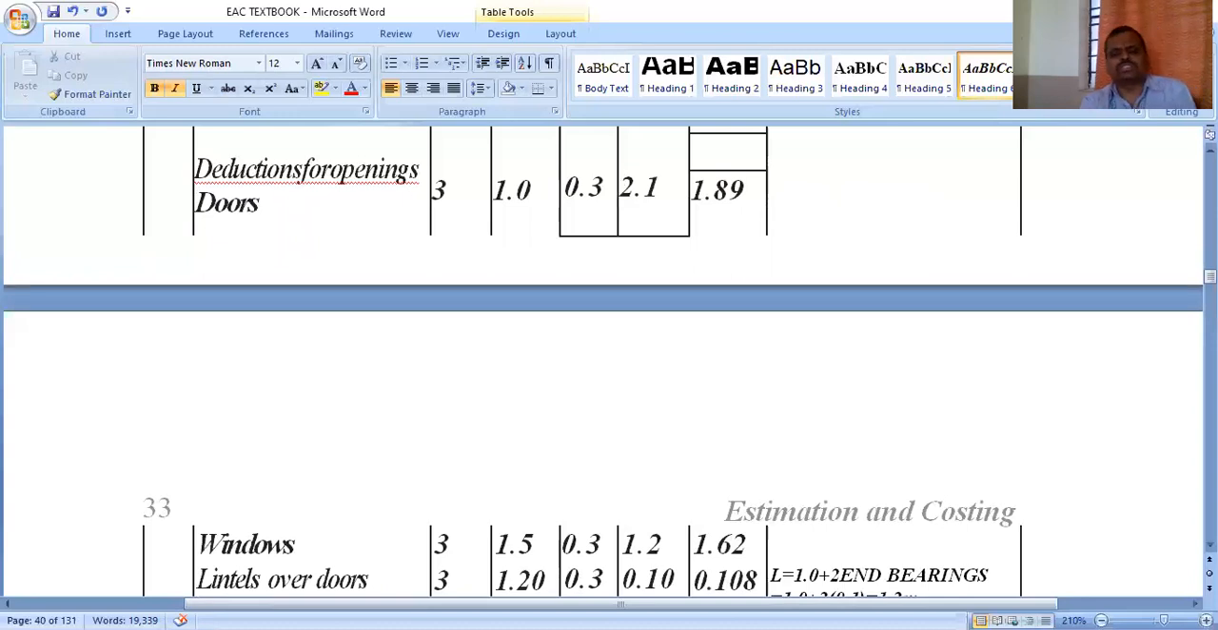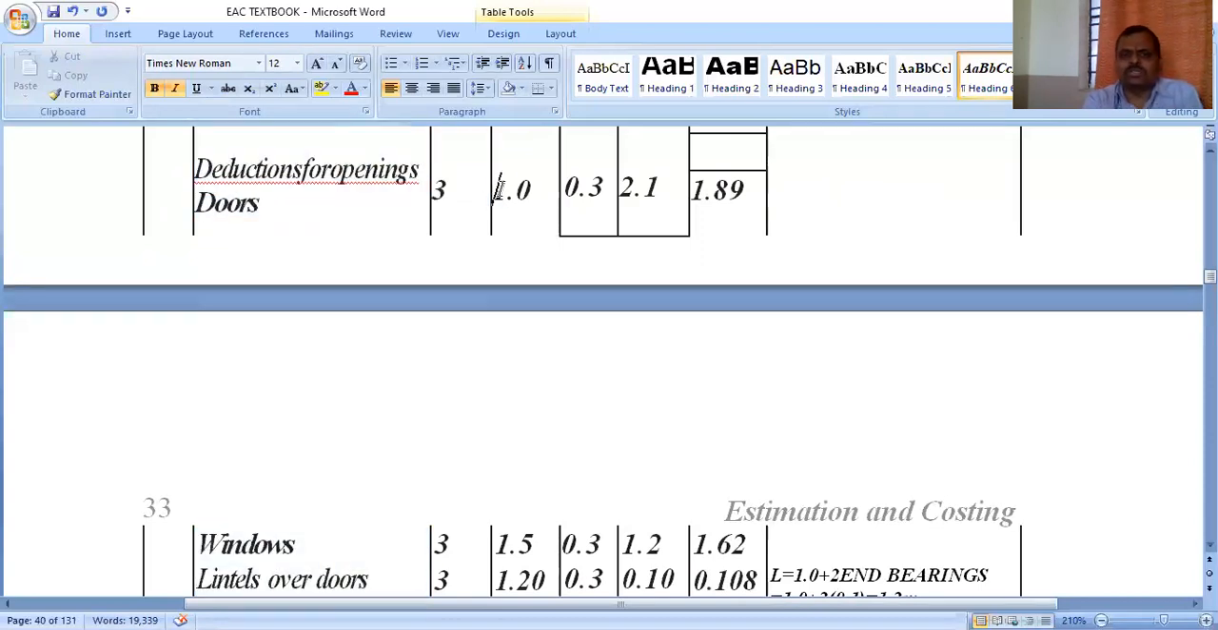Okay, so first of all we are going to see what we have to do for the doors. The deductions for openings, see this heading as the deduction for openings. Here I'm showing with the help of cursor. First of all, for the doors, how many doors are there? There are totally three doors. We have seen the plan; for two rooms there are totally three doors. So I have written here three doors.